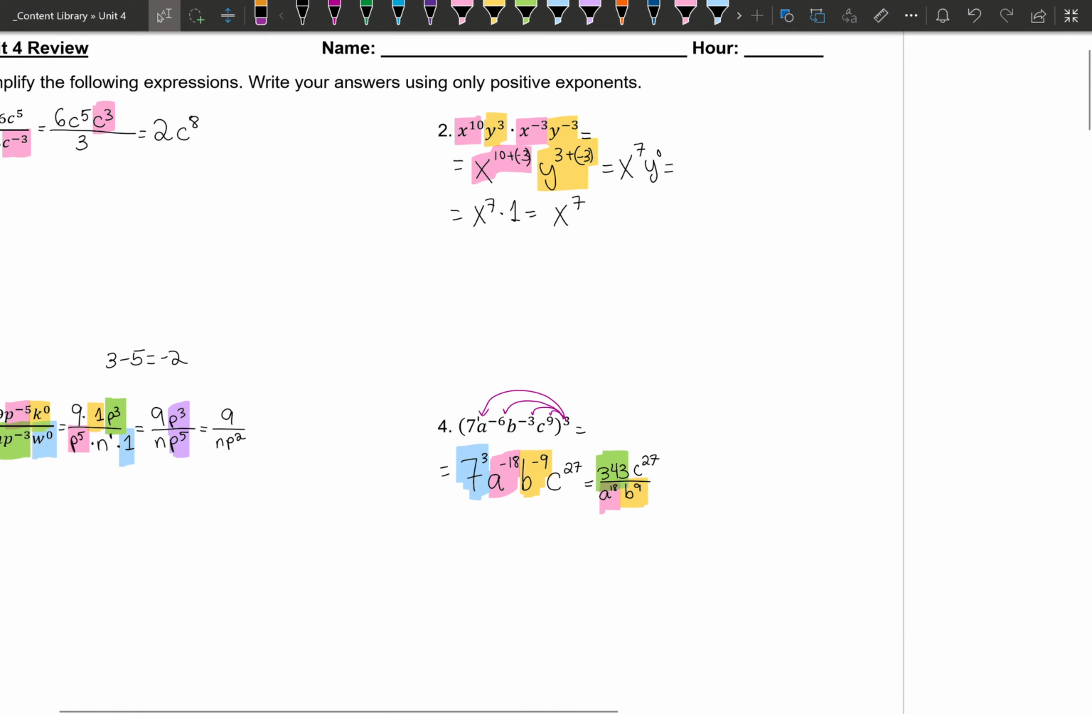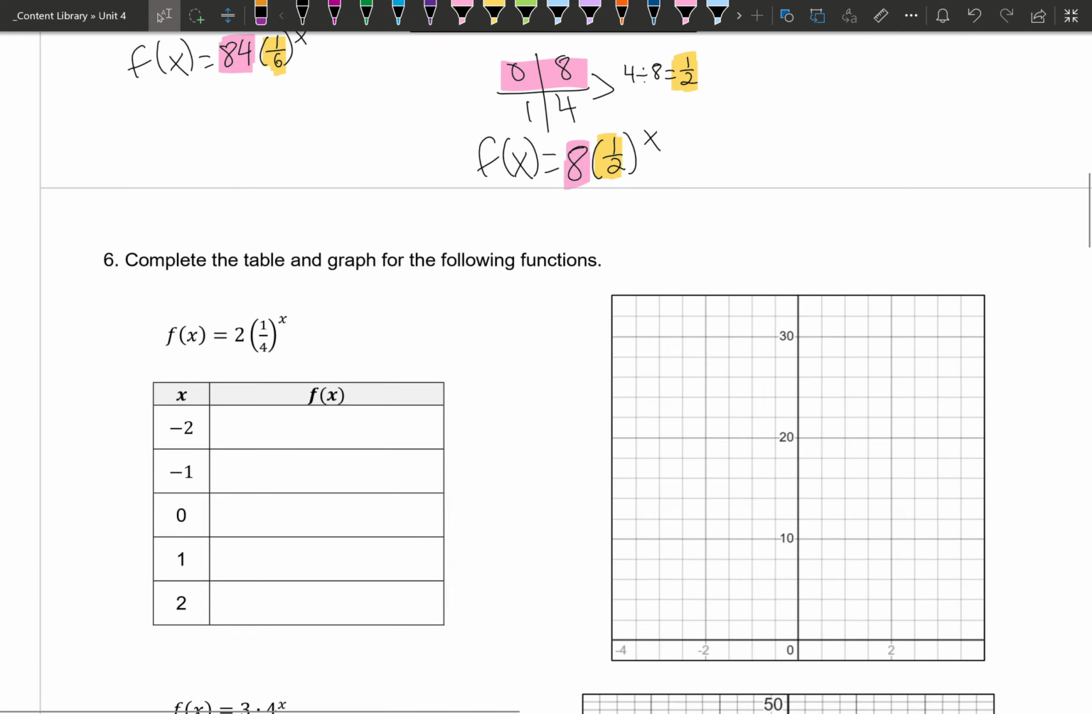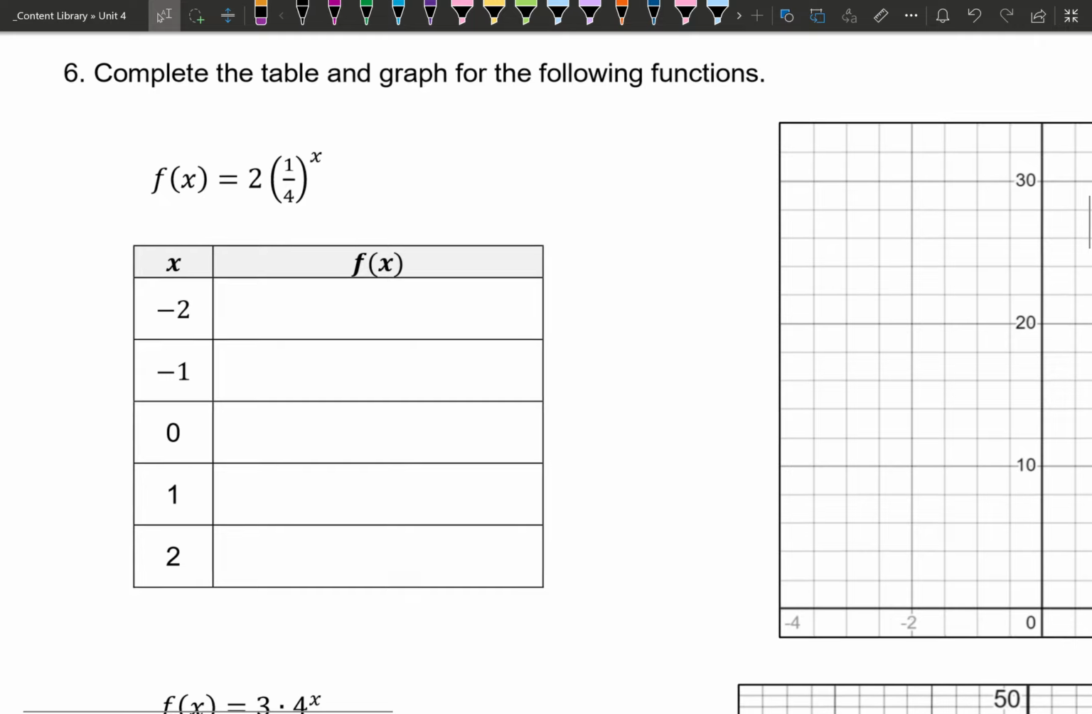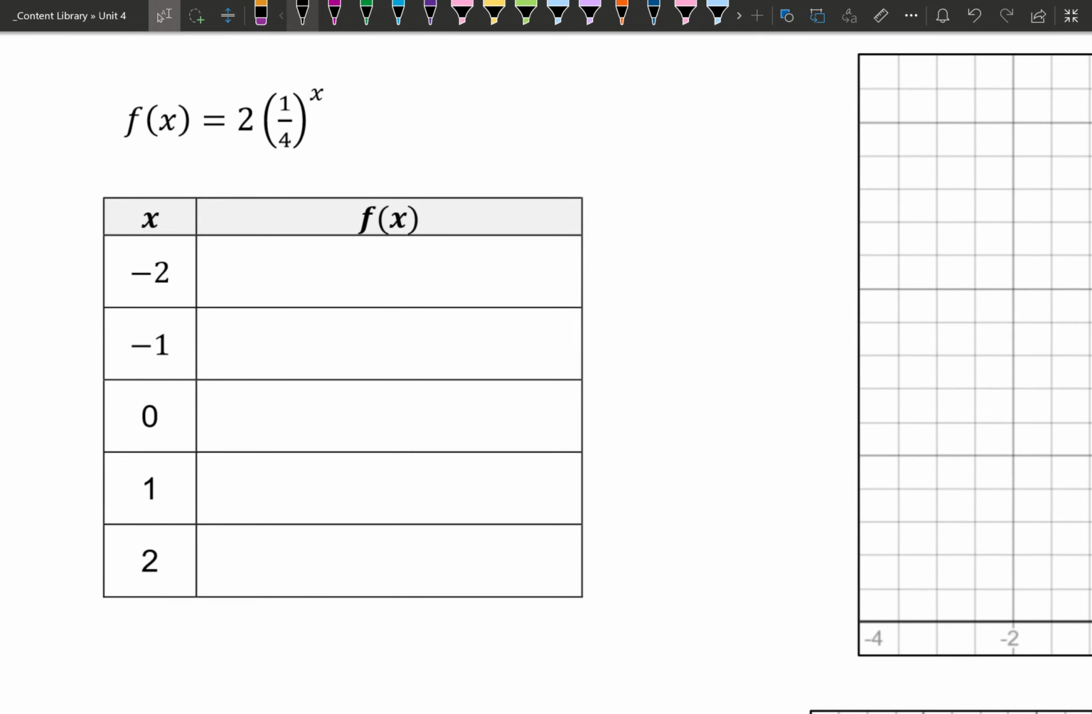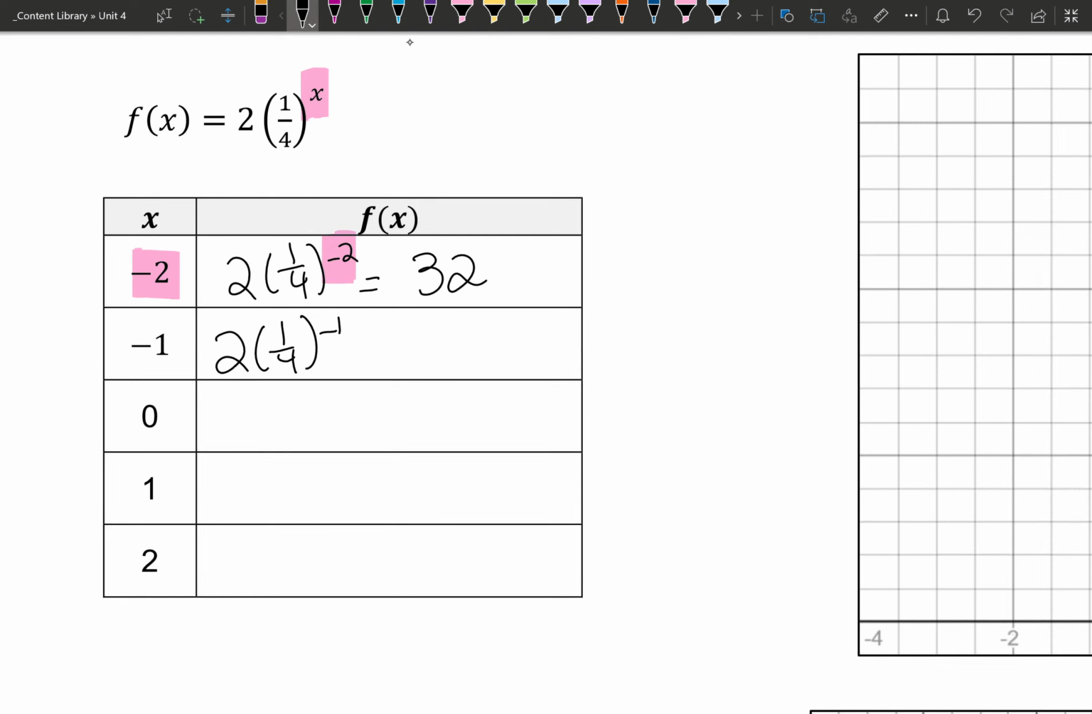Not too bad. I think as far as all this goes, the hardest part for everyone was these few problems. Okay, let's continue to number 6. In number 6, I'm going to complete the table first. And I do this by plugging in these x's into the function. So to find what f of x is for -2, I would put this into my calculator. And I got 32.